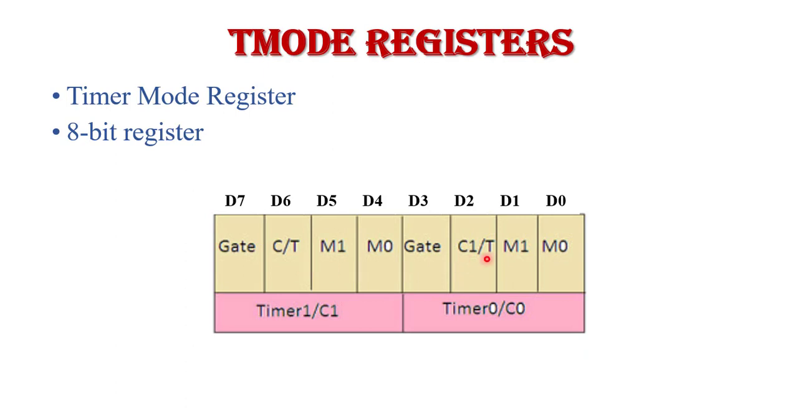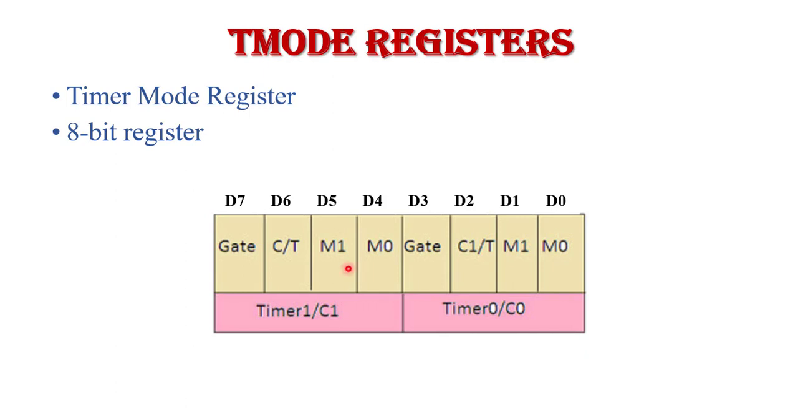So if this bit is set to 0, the timer or counter works as a timer and generates time delay. If this bit is set to 1, the timer or counter works as a counter and counts the number of events. Next are the D4 and D5 bits of timer 1 and the D0 and D1 bits of timer 0. These two bits are used to decide the mode of operation of the timer. The timer basically has 4 modes of operation: mode 0, mode 1, mode 2, mode 3. So the combination of these two bits defines in which mode the timer is going to operate.